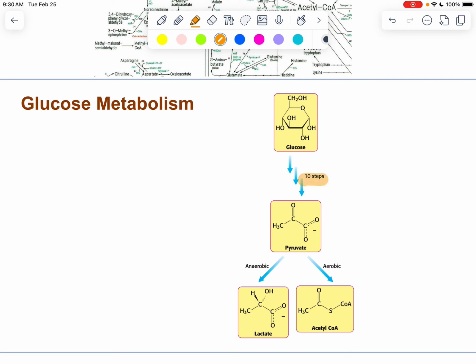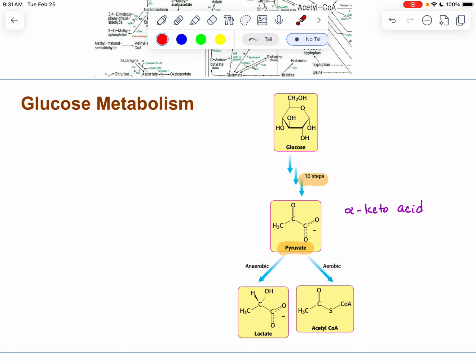It is 10 steps, okay, and each of those steps is enzymatically controlled, and we'll eventually get to pyruvate, which is the end point from glycolysis. So pyruvate is an alpha keto acid. Think about that term. We've got our carboxylic acid, we have our alpha carbon, and we have our ketone group on that alpha carbon. So we have an alpha keto acid.